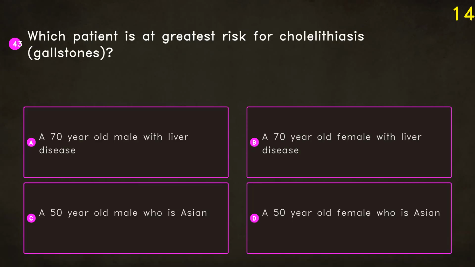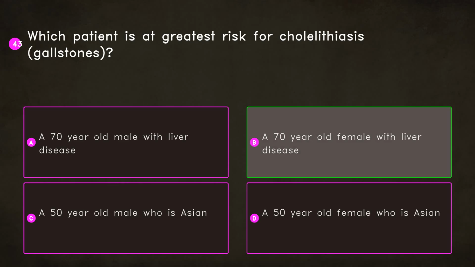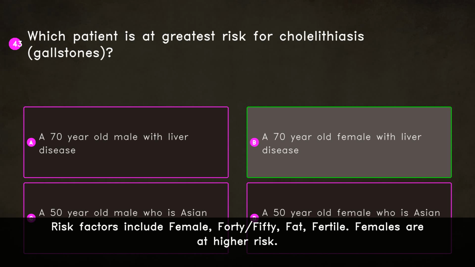Question 43. Which patient is at greatest risk for cholelithiasis, gallstones? A. A 70-year-old male with liver disease. B. A 70-year-old female with liver disease. C. A 50-year-old male who is Asian. D. A 50-year-old female who is Asian. The correct answer is a 70-year-old female with liver disease. Risk factors include female, 40/50, fat, fertile. Females are at higher risk.